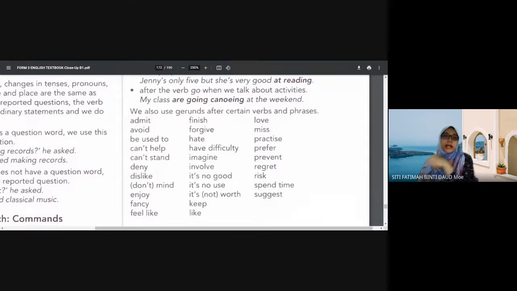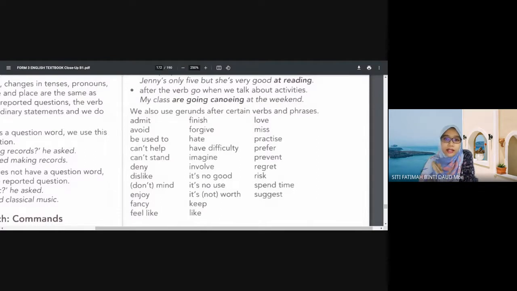Forgive, hate. Okay. I have difficulty in, and then you have -ing. I have difficulty in breathing. Imagine marrying a rich man or a rich guy. Stop, involve in something, -ing. Okay, it's no good, it's no use, it's not worth it, it's not worth taking the risk, it's no use talking to her, it's no good doing all the exercises.